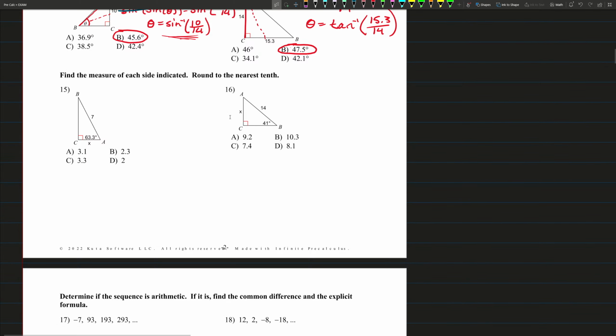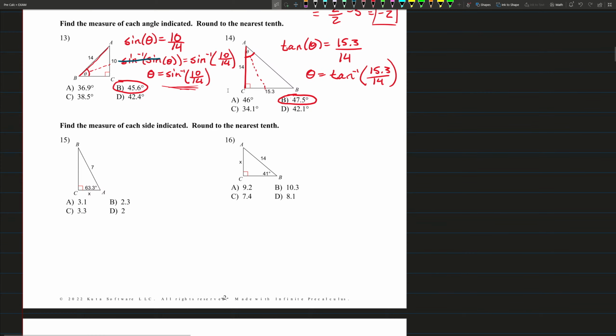Numbers 15 and 16 are very, very similar to 13 and 14, except now we're trying to find a side. On number 15, we have this 63.3 degree angle. We have the hypotenuse, and we're trying to find the adjacent side.